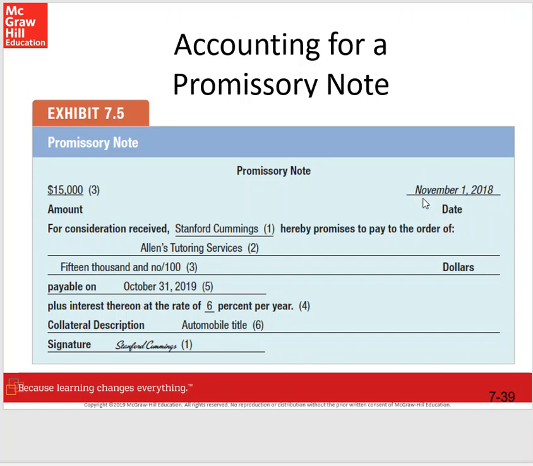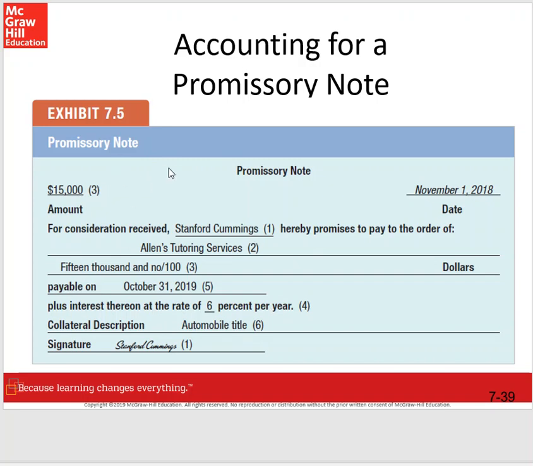So it's for 1 year, right? Because we loaned them the money on November 1st, 2018, and they're going to pay us back a year later plus 6% interest, and they've offered collateral of their car title. So to the extent that they don't pay us back, we could potentially get their vehicle. So that's a basic promissory note with the basic components.